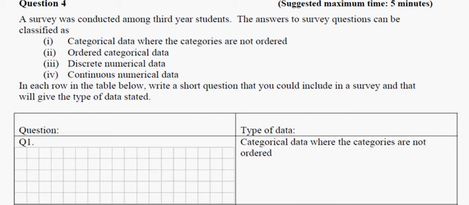Okay, so the first thing we need to know is what are these types of data, and what do they mean? So we'll just write down the meaning of each one, so we know what each answer should be, okay? Now, categorical data means categories, okay? So an example would be categorical where the categories are not ordered. So an example would be, who is your favorite football team?